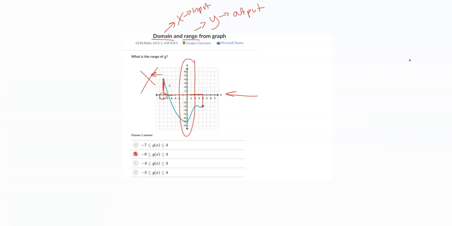That is not what we are answering. We are answering range. So what is our range? Well, we go down as far as -7, and we go up as far as 4. So -7 to 4 is our answer. So this is A.